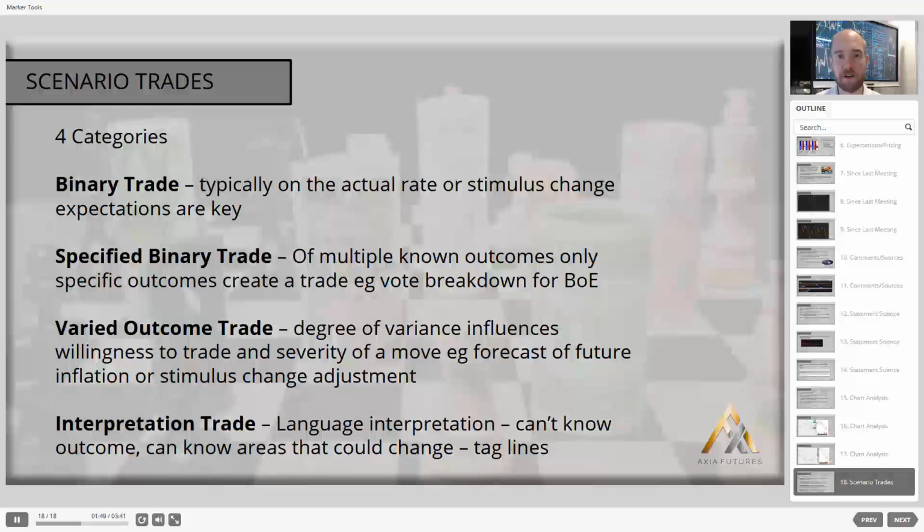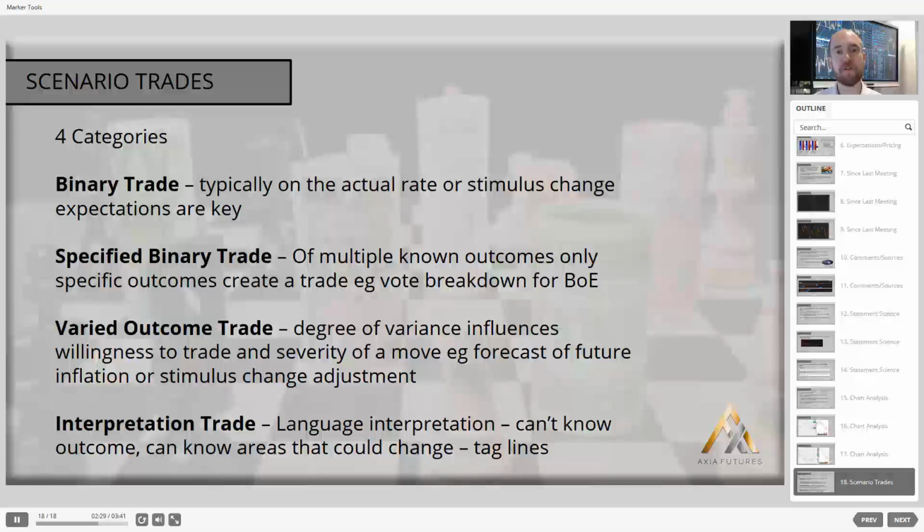Next up, and this is where it becomes a little bit more nuanced, and this is where your understanding comes in a little bit more. Varied outcome trade. This is where there are not specific outcomes you could get. You could get various different outcomes, and they could come to a varying degree of severity. For example, if you've got economic forecasts going forward, you could know whether there's going to be more or less than the expectation, but the difference between the expectation and what is given as the forecast is where the trade is. It's understanding that variance and the importance of that in terms of severity of a move.